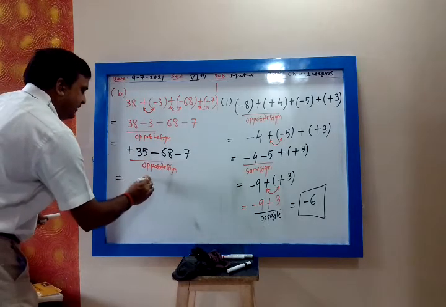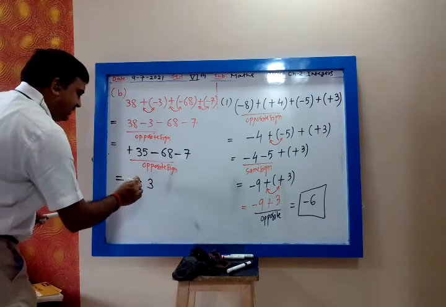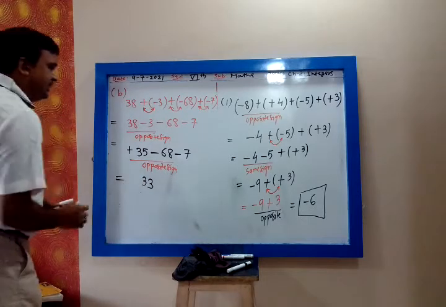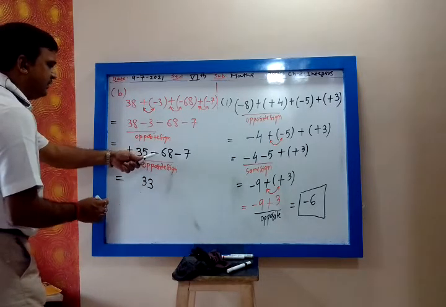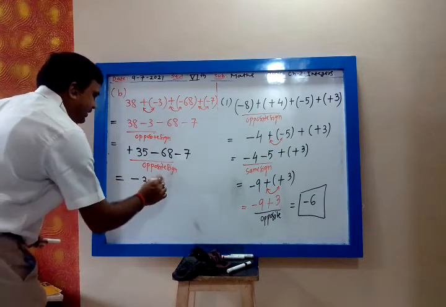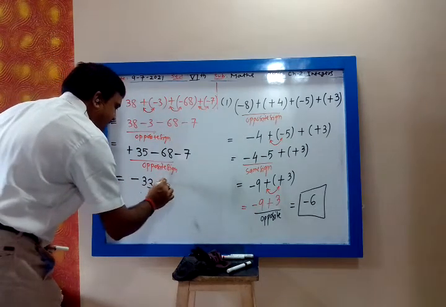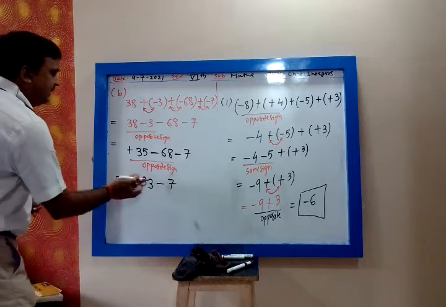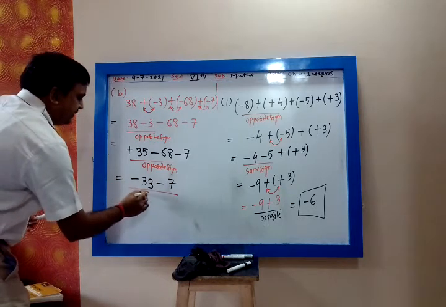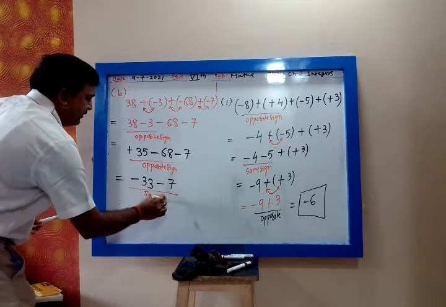8 minus 5 is 3. 6 minus 3 is 3. 33. Which number is bigger? 68 is bigger. What is the sign of that? Minus. So minus 33. Then this will be minus 7. Again you check whether they have same sign or opposite sign. Minus, minus. Same sign. So same sign, you will add the numbers.